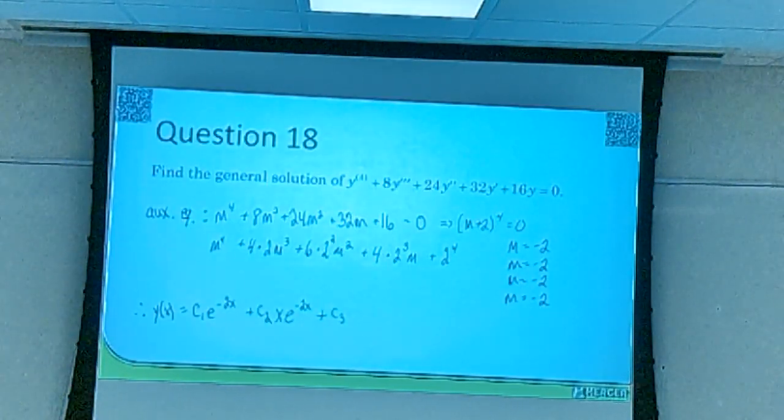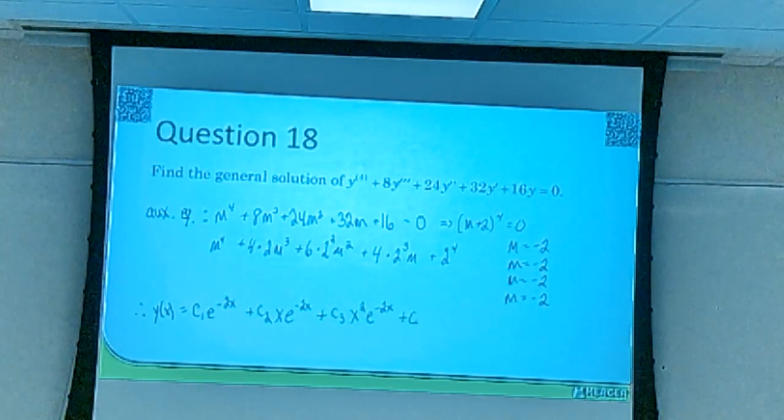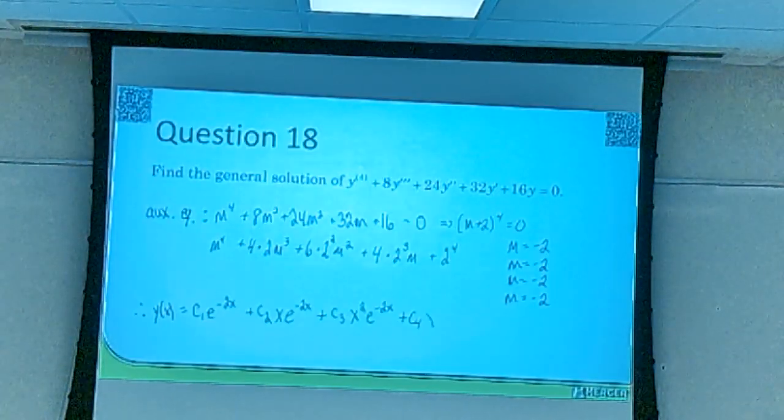Third root is also -2. Well, we already have e to the -2x. We already have x e to the -2x. So now we multiply by x squared. Fourth root is also -2. We already had -2 how many times before? 3. So you multiply by an x cubed. And there's your general solution.